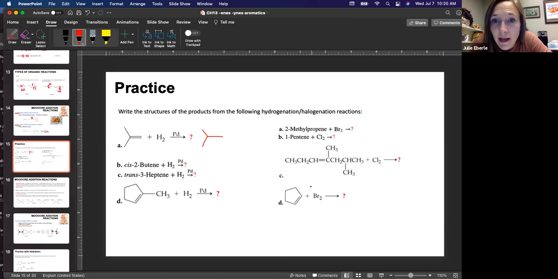Is what I just drew okay? Do I need to add anything else if I'm just doing the line structure? Because in the line structure, we don't draw in the hydrogens, right? So you can literally leave it like this, and that's acceptable.